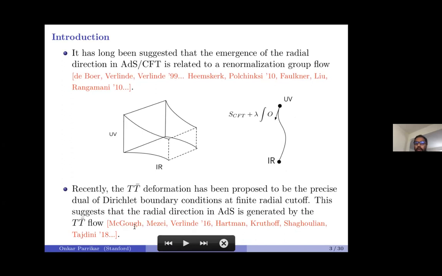I hope you can see my cursor, which involves what is called the T-Tbar deformation of the boundary conformal field theory. I'll explain what the T-Tbar deformation is and give some more details later on, but it's a particular irrelevant deformation of the UV CFT, and it's been suggested that a certain flow along this T-Tbar deformation generates, in some sense, the radial direction of AdS. And there are several checks of this proposal, which I'll mention as we go along.